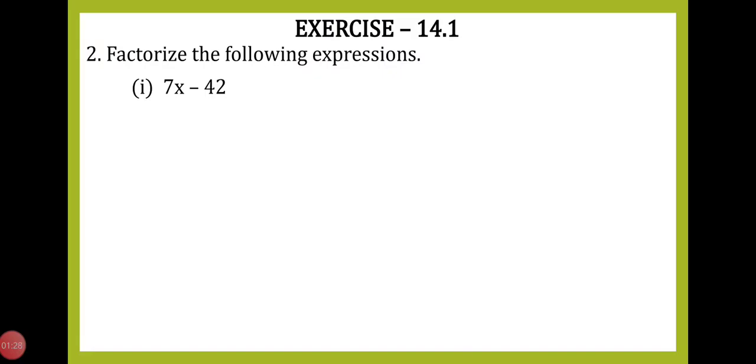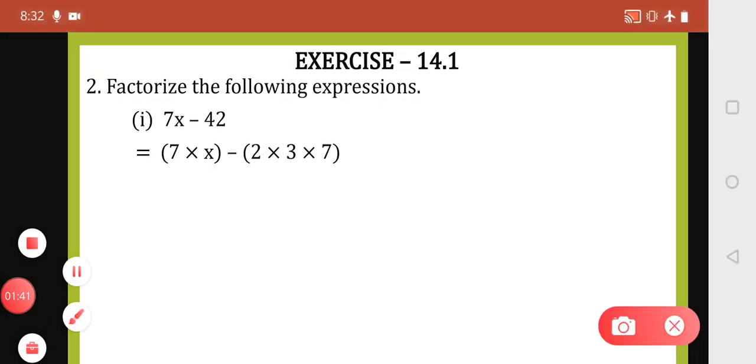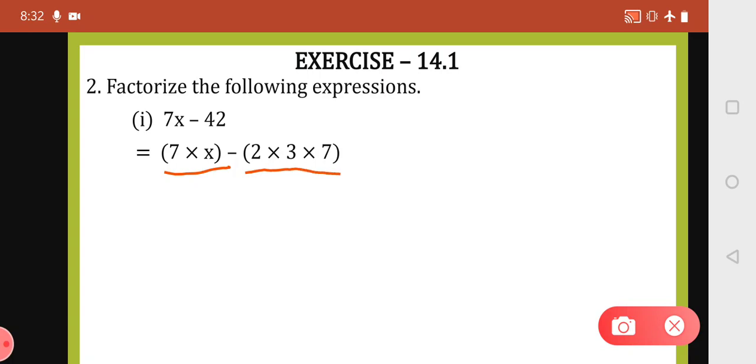So first we have to separately make the factors of both the given terms of the expression. The factors of 7x are 7 multiplied by x, and for 42, 6 7s are 42. Again we make factors of 6, that is 2 3s are 6, so we get 42 as 2 into 3 into 7. So we write both the terms' factors separately, that is 7 into x minus 2 into 3 into 7.